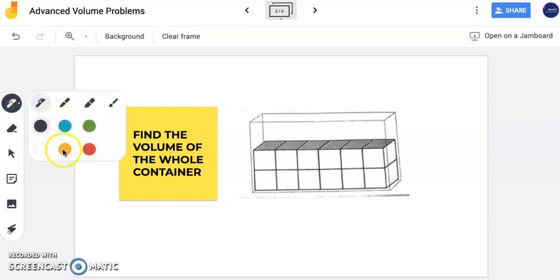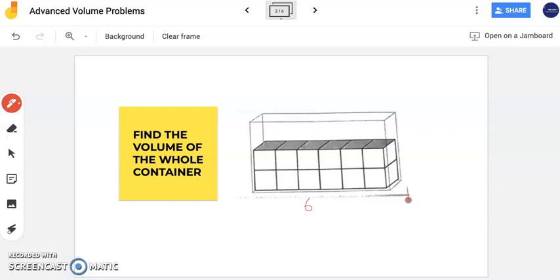So the first thing you can do is identify my base. By looking at my base, I have a length of 1, 2, 3, 4, 5, 6 cube units. Now, here I have a width of 1. Now, that width of 1 unit and the length of 6 units creates my base. To find the area of my base, I can simply do 6 times 1.